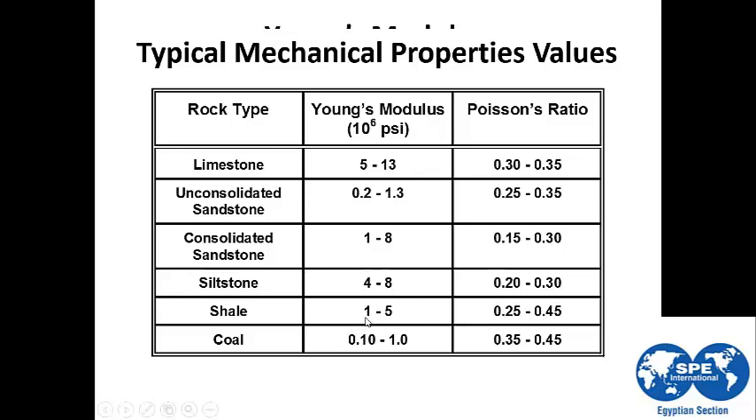Shale is from 1 to 5, and the Poisson ratio is from 0.2 to 0.45. Coal is 0.1 to 1, and the Poisson ratio is from 0.35 to 0.45.